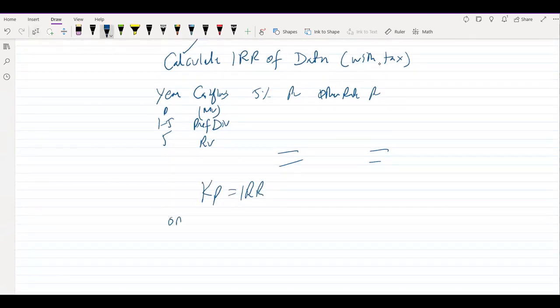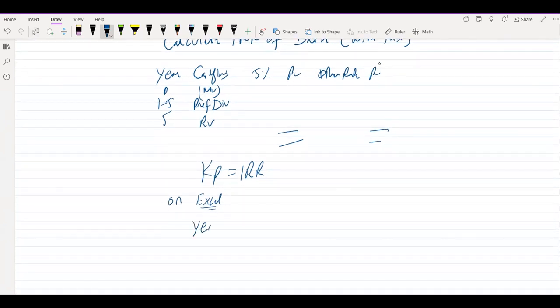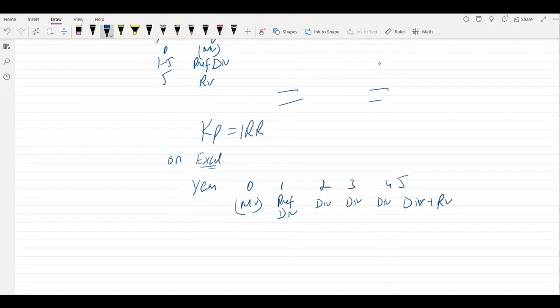On Excel, for example, it has a life of 5 years. So how to calculate? Market value, preference dividend, and in the last year, dividend plus preference redemption value. IRR, select all cells. Simple. That's how you will calculate.